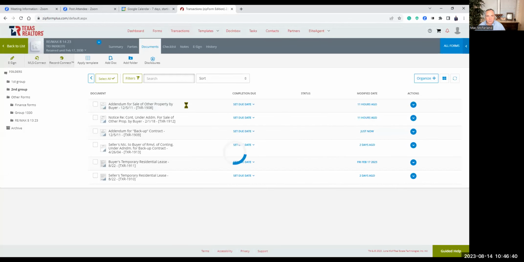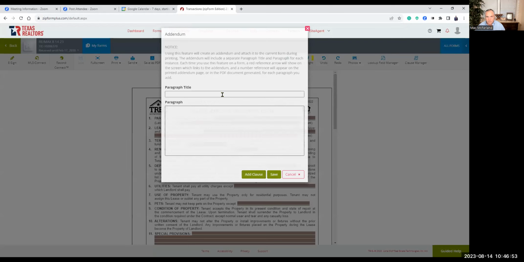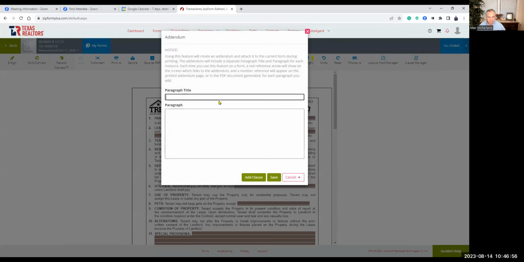So earlier, somebody had mentioned something about a paper clip. And that paper clip is right here in the center. And when I click on that, it opens up. All I need to do is plug in what paragraph it is. Paragraph title, so it could be parties, right? It could be property, it could be whatever I wanted it to be. Paragraph 2, for example. And then you could put the legal description or whatever it is you add.